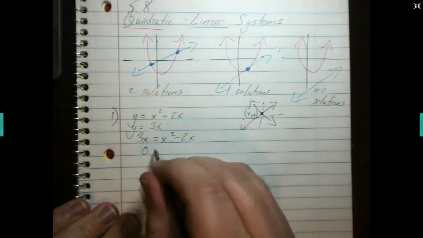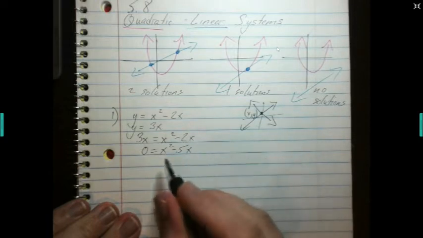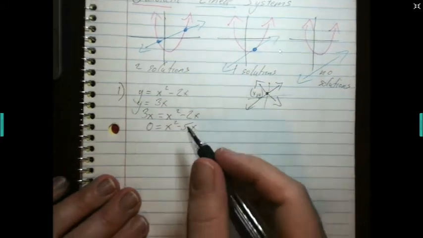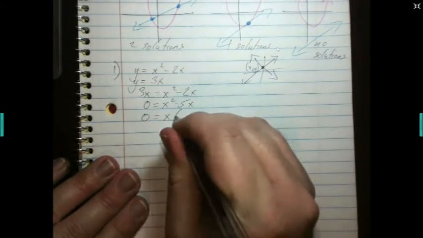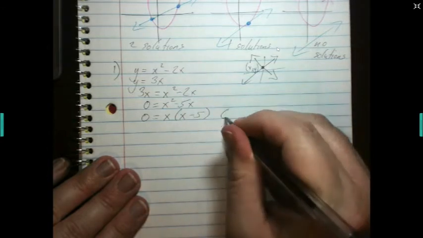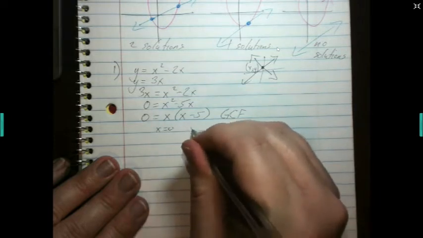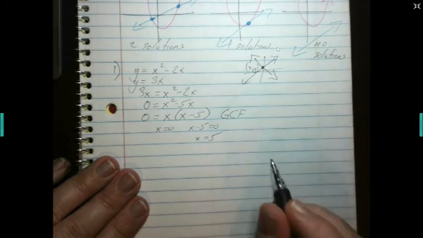I'm going to subtract 3x from both sides. I'm going to have minus 5x. It's up to you how you want to solve this out. You can do the quadratic formula. I'm going to do it by just factoring. So that means 0 is equal to these two. I did my GCF here. Well, that means that x equals 0, x minus 5 equals 0, x equals 5.